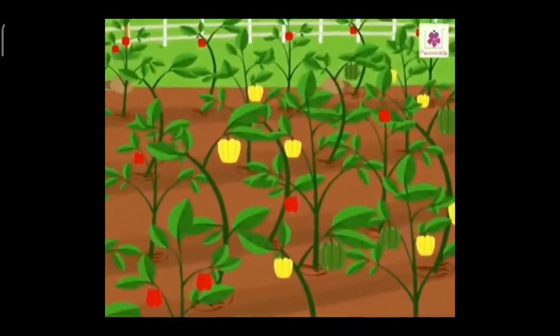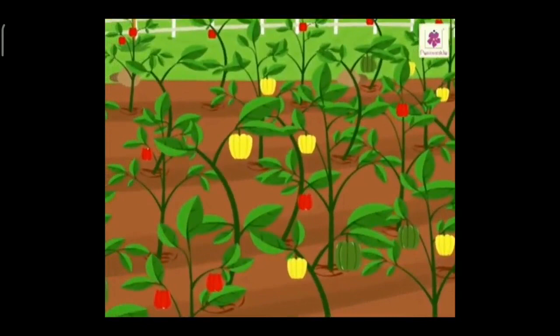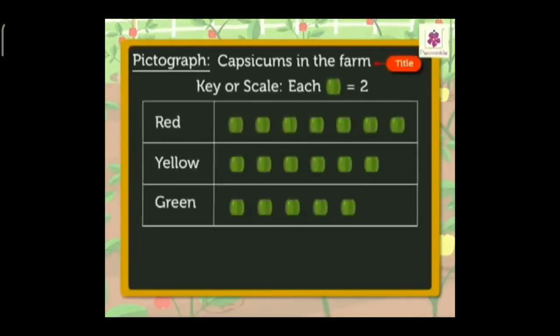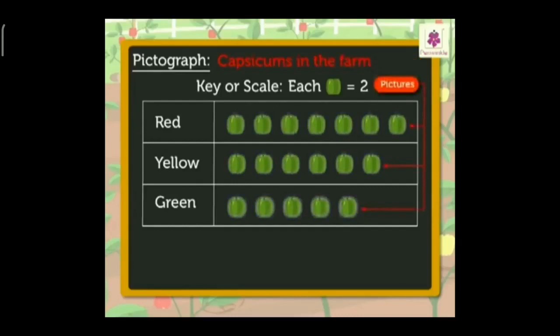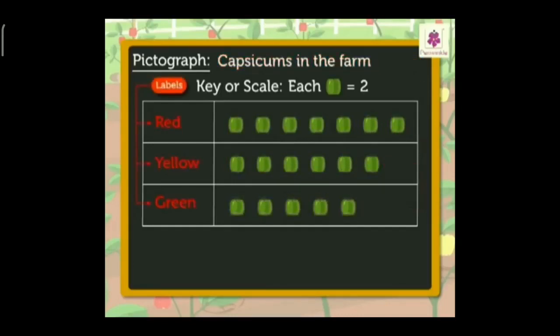Ram visited a farm which was full of red, yellow and green capsicums. Now let us read this pictograph. Here the title is Capsicum in the Farm. It tells us the pictograph is about the number of capsicums in the farm. The labels give us the information of the colors of the capsicums. The key or scale tells us that each capsicum picture is equal to 2 capsicums.